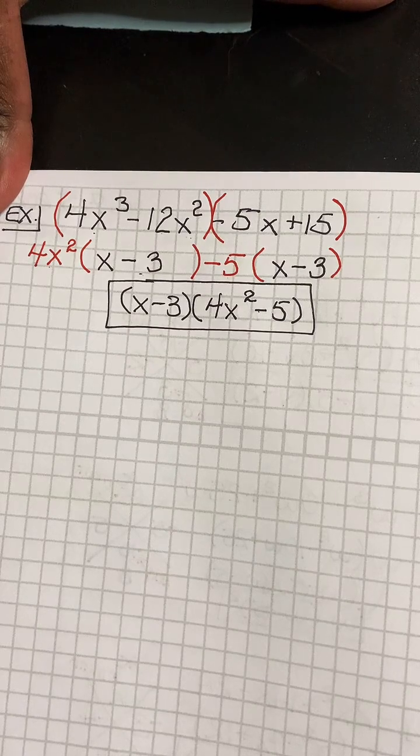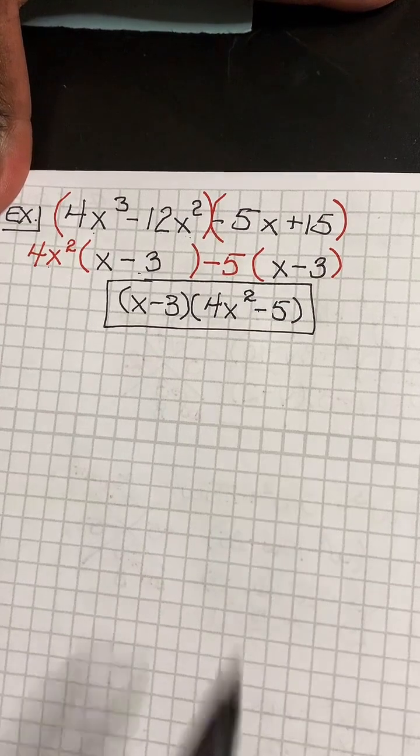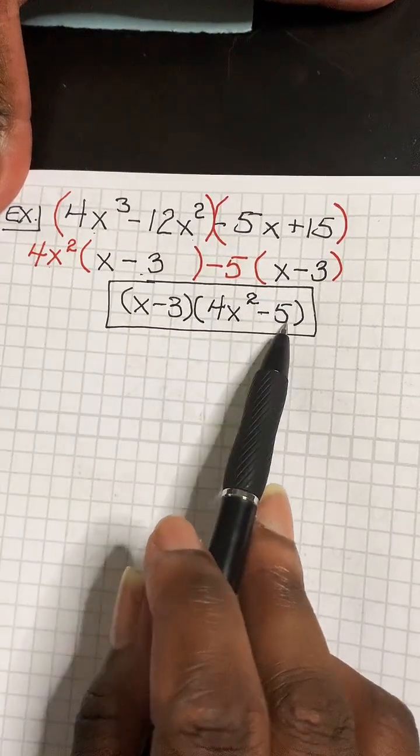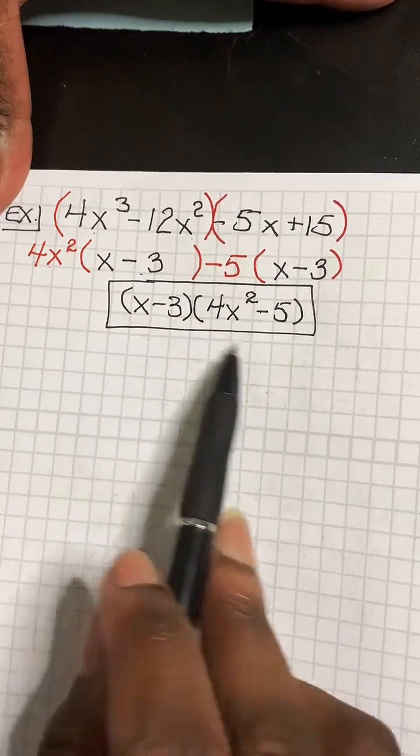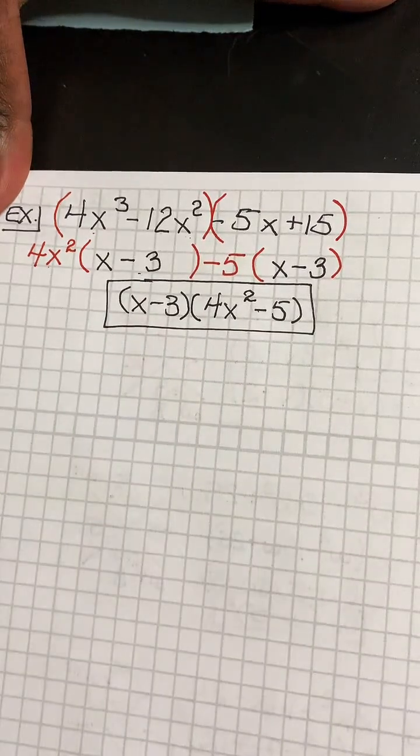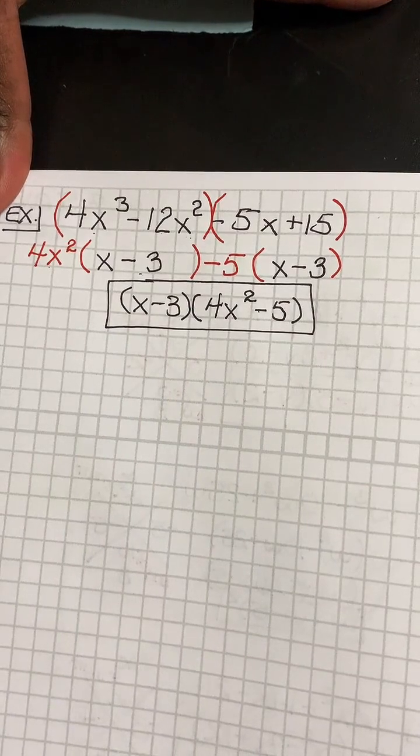It doesn't have to go first. Louise, relax. If you want to do the 4x squared minus 5 first, and then your x minus 3, that's fine. Remember, it's multiplication, it's commutative. We're okay. Okay? Can you stop crying?